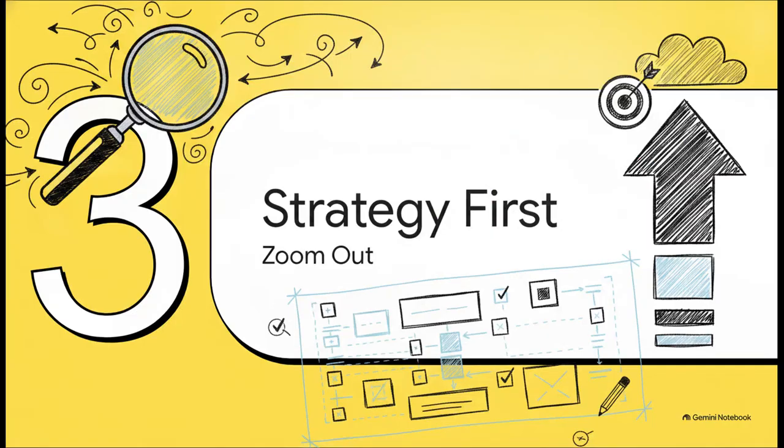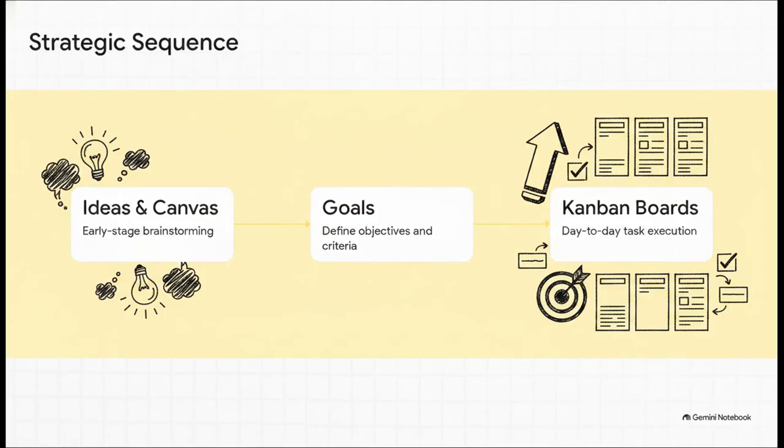Section 3, strategy before execution. The absolutely crucial point here is that Leantime forces you to pull back and zoom out before you get lost in the weeds of daily tasks. It isn't just about checking off a to-do list. It's about making sure your team is actually tackling the right work. Let's look at how this builds step by step.